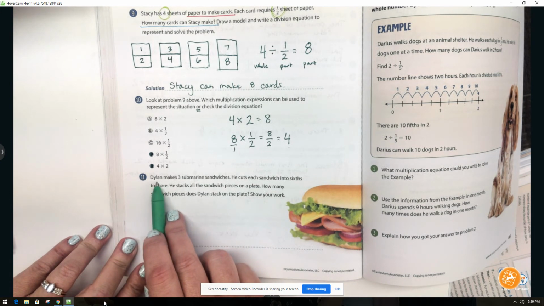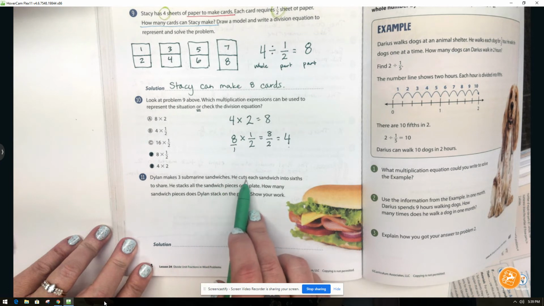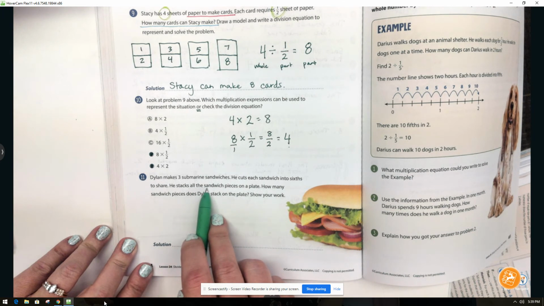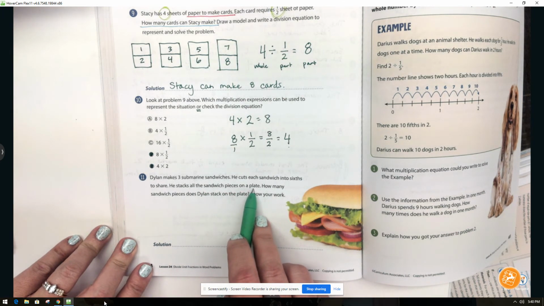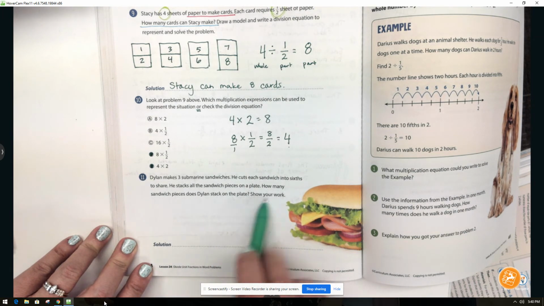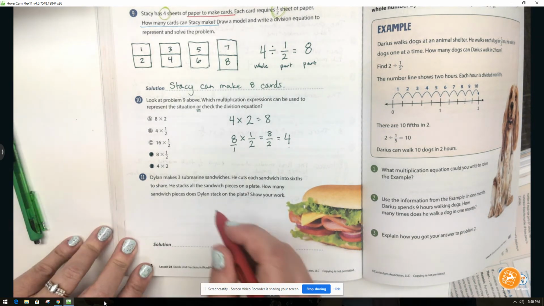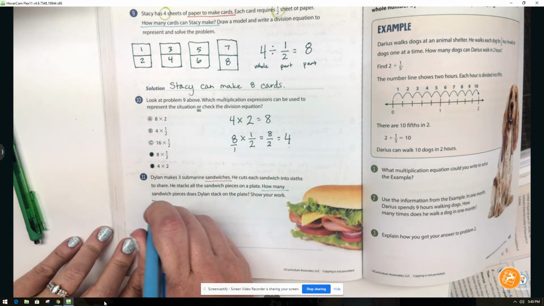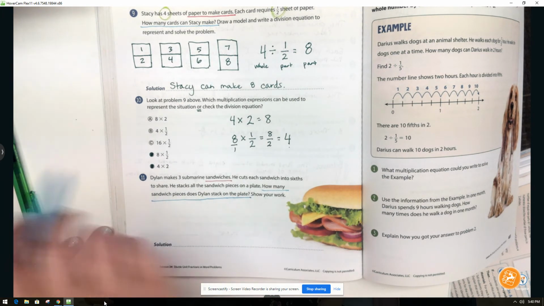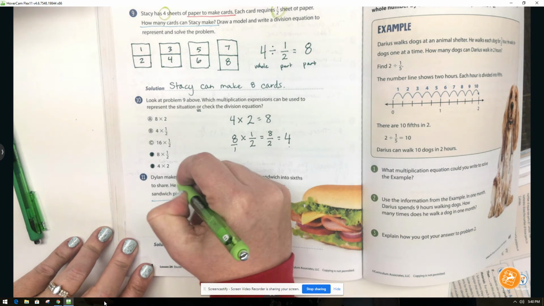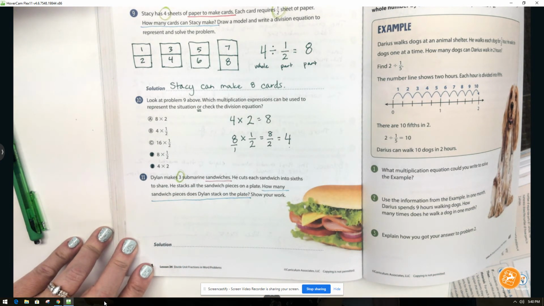It says this: Dylan makes 3 submarine sandwiches. He cuts each sandwich into sixths to share. He stacks all of the sandwich pieces on a plate. How many sandwich pieces does Dylan stack on the plate? Show your work. So first of all, we're talking about sandwiches. And we want to know, how many sandwich pieces does Dylan stack on the plate? And we know that we have 3 sandwiches, and we don't see another number here, at least not written the way that we're used to seeing it.